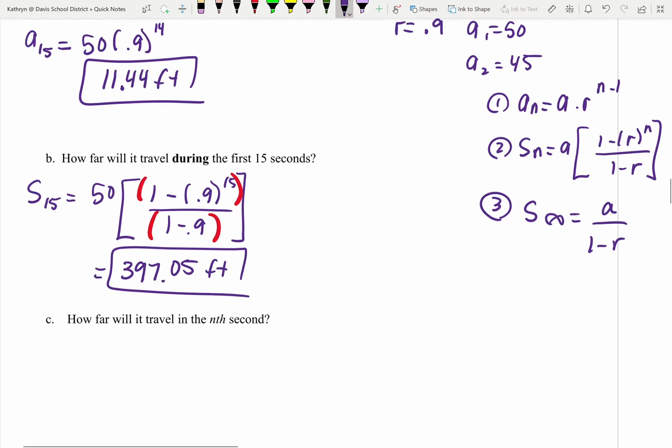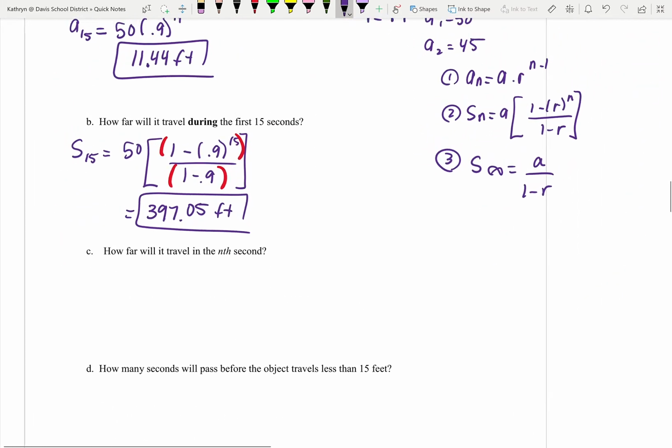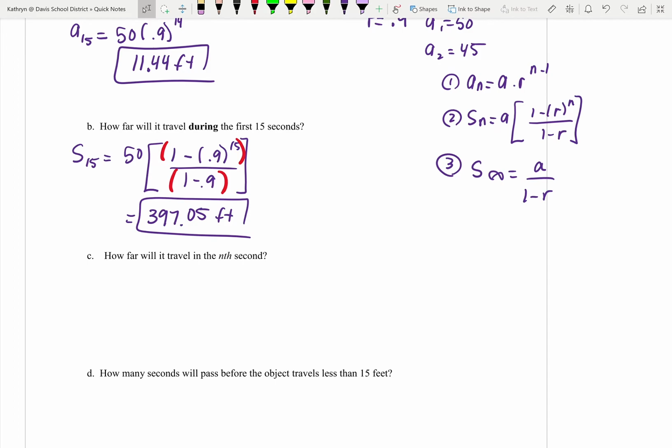Okay. How far will it travel in the nth second? Think about this, guys. You tell me what equation, 1, 2, or 3. It is equation 1, specific second. But I don't know what n is, because it said nth second, right? So this is going to be a sub n equals a, which is 50, times the ratio, which is 0.9, raised to the n minus 1. That's your answer. There's nothing I can do to that.